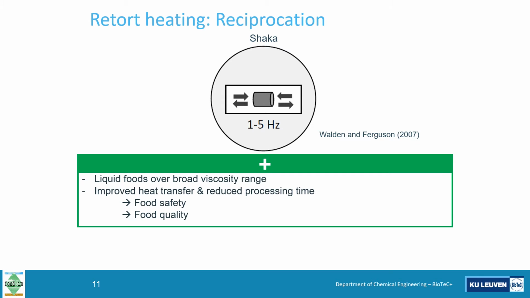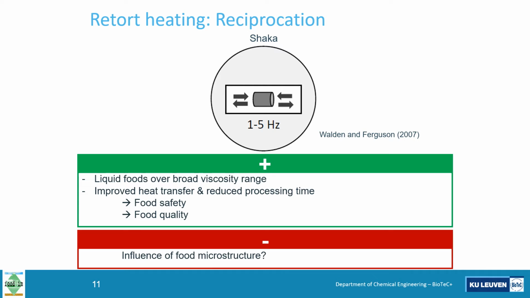The advantage here is that it can be used for liquid foods over a broad viscosity range, even with particulates inside, and that compared to the other agitational rotational processes, this improves heat transfer and in turn reduces processing times, giving it better food safety and food quality compared to the more traditional methods.